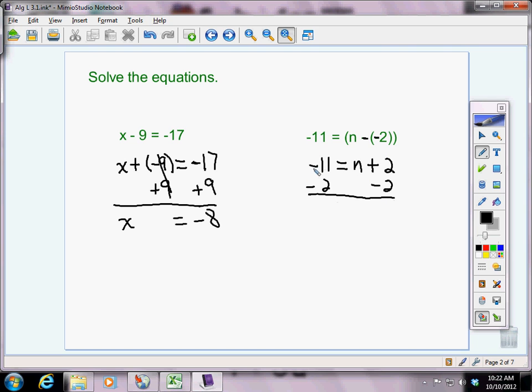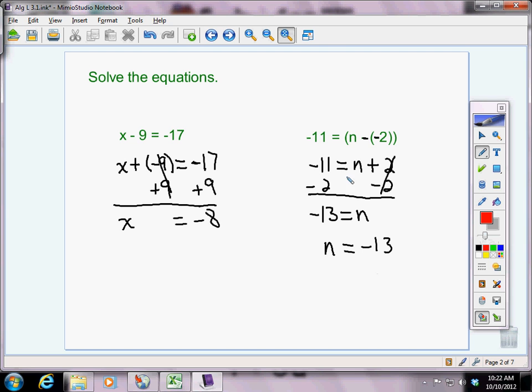Over here, you can either think of this as negative 11 minus 2, or negative 11 plus a negative 2. However you want to think of it, you should come up with a negative 13 equals n. These cancel out because they're opposites of each other. Okay, and if you would like to rewrite this as n equals a negative 13, that's fine. Because I know a lot of times we're comfortable with our n on the left side.